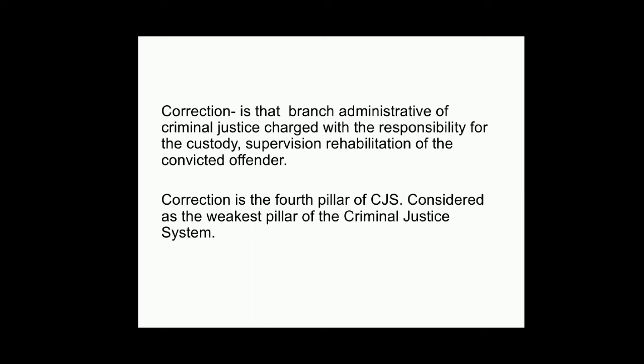Next, correction is that branch of administrative criminal justice charged with the responsibility for the custody, supervision, and rehabilitation of the convicted offender. Correction is the fourth pillar of the criminal justice system, considered as the weakest pillar of the criminal justice system.